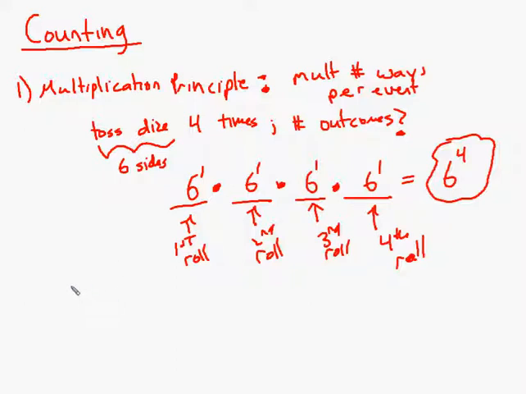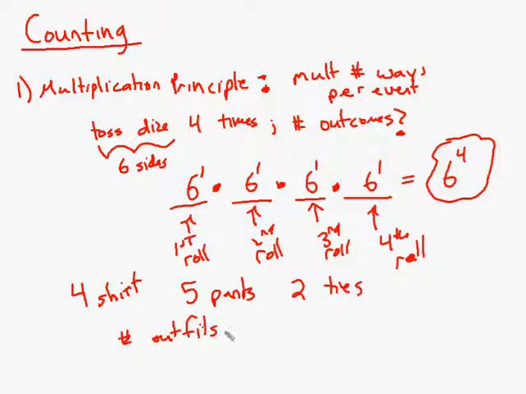So another example of this is like if I had 4 shirts, 4 distinguishable shirts. They aren't all white shirts. So I have 4 shirts, 5 pants, and maybe 2 ties. And I want to know the number of outfits. 40. Yes, because I'm going to do 4 times 5 times 2, which is 40.